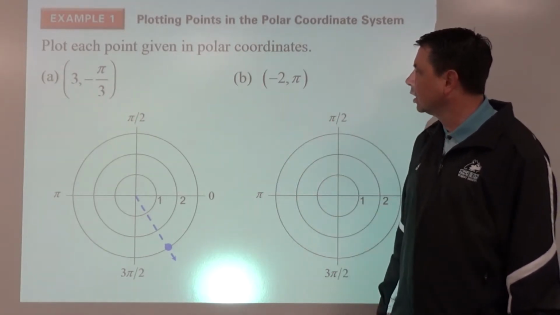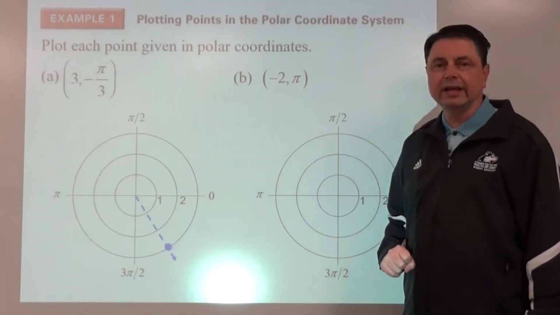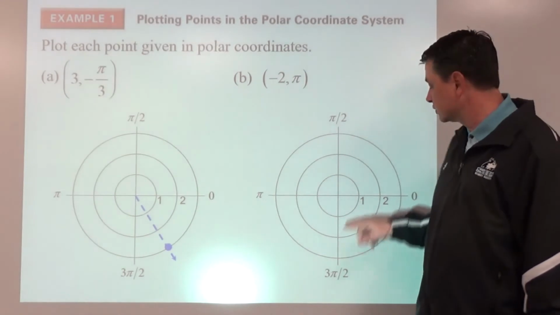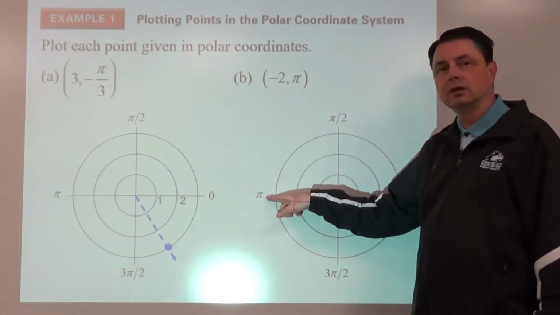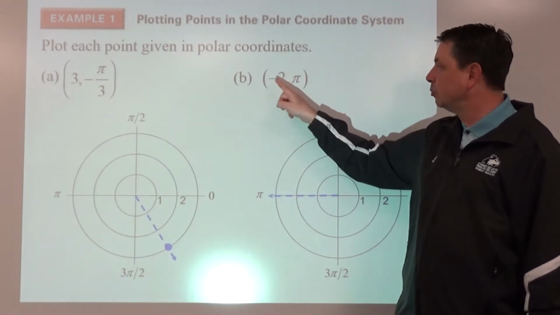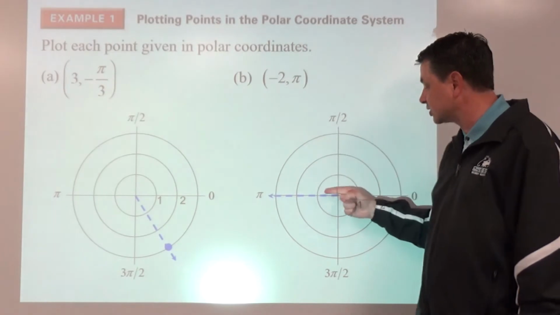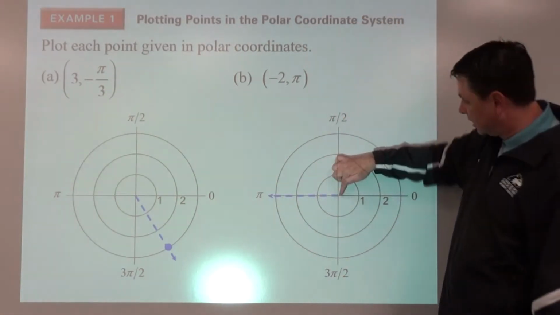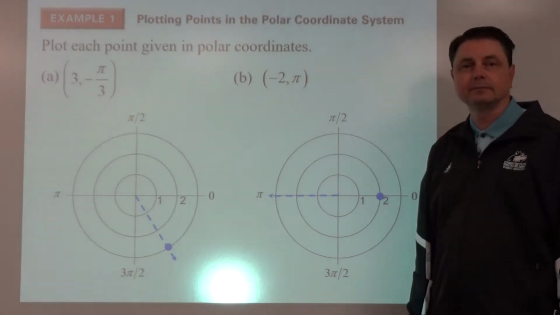All right, for B, negative 2 is the r value, the directed distance. Pi is the angle. So we'll start with pi. And then we're going to go 2 units, but not that direction. Negative means go the opposite direction. So instead of heading here, go directly opposite 1, 2, and put our point.